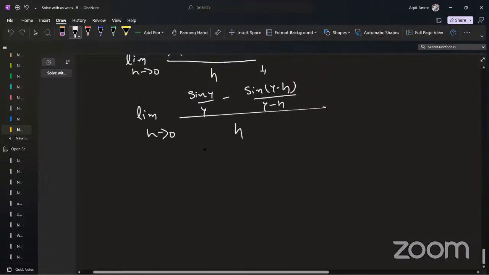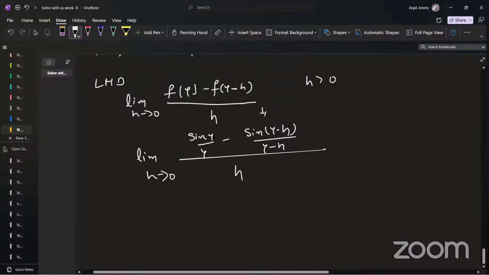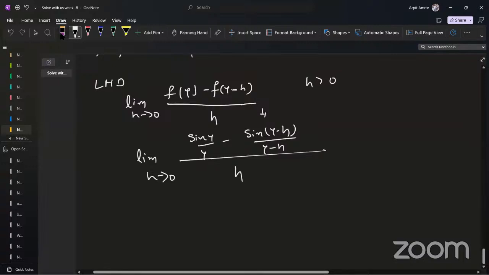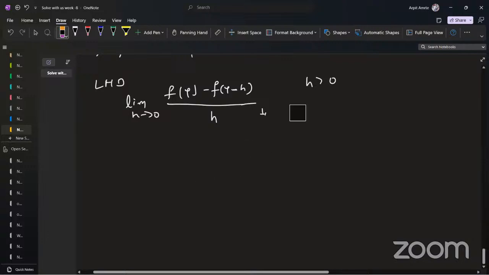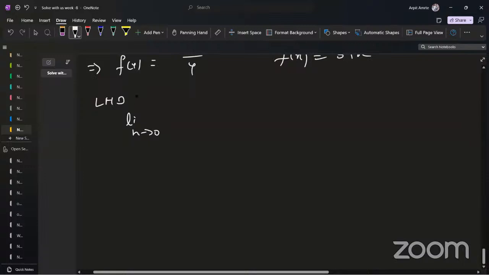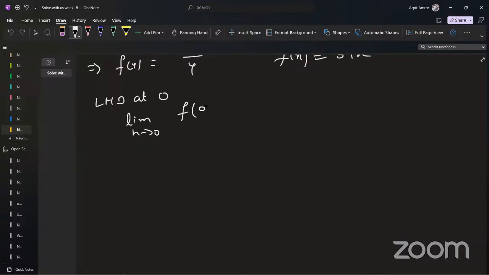At 0 we need to check, right? Yes. So why are we putting y here? Okay. Yeah, I made a big mistake here. Basically, the left hand derivative at 0 we need to check. At 0, so it will be f of 0 minus f of 0 minus h divided by h. Right? Now it's correct, I guess.